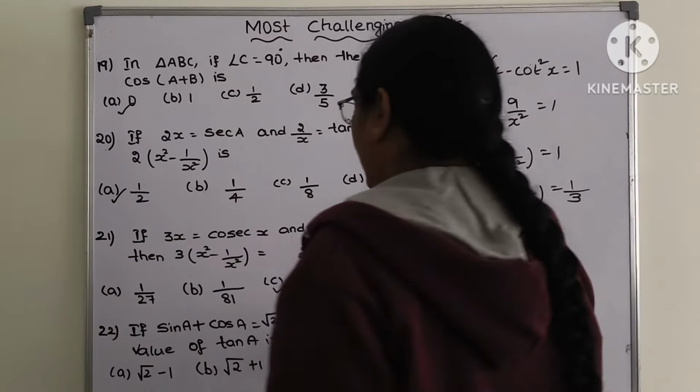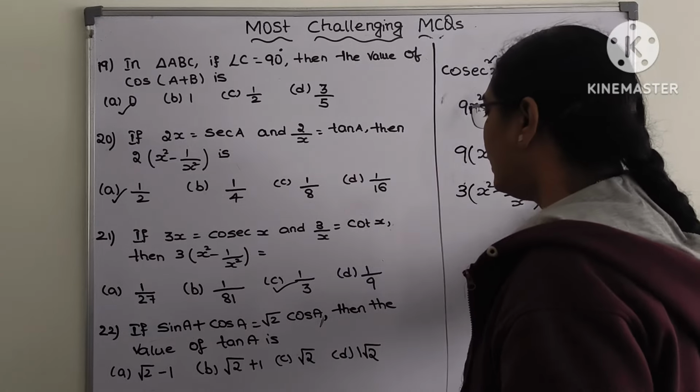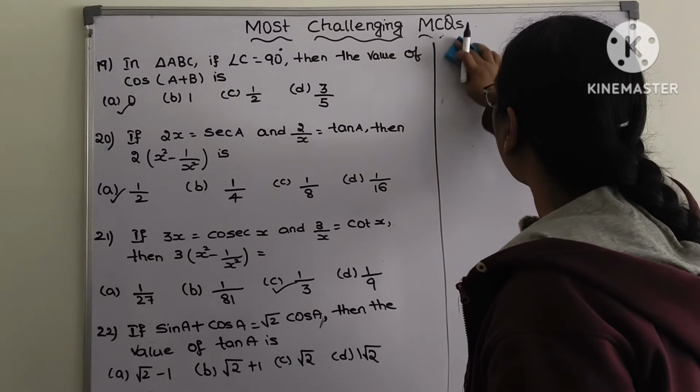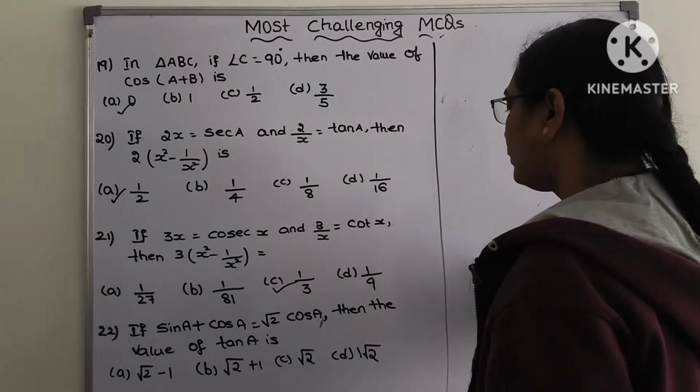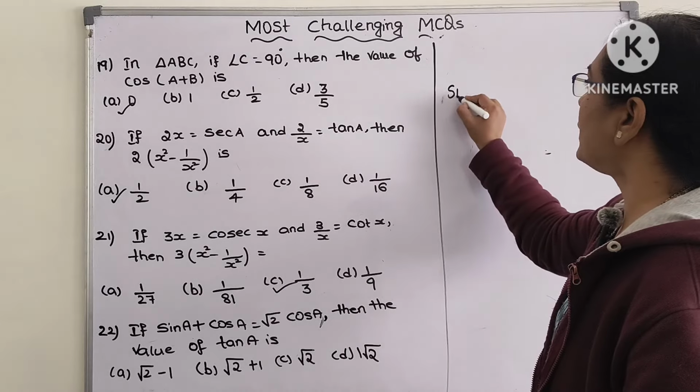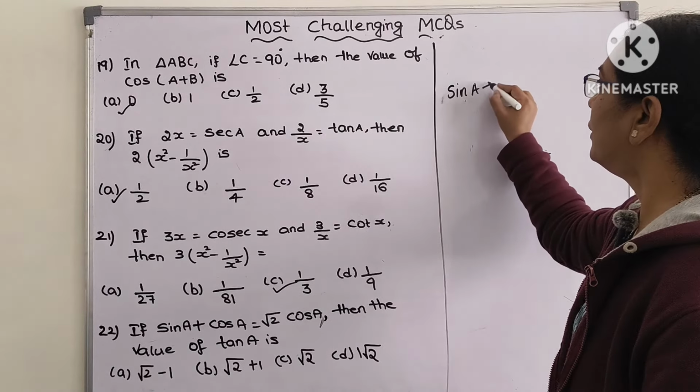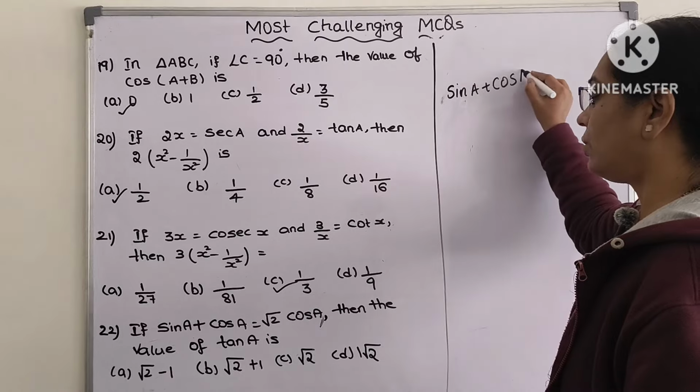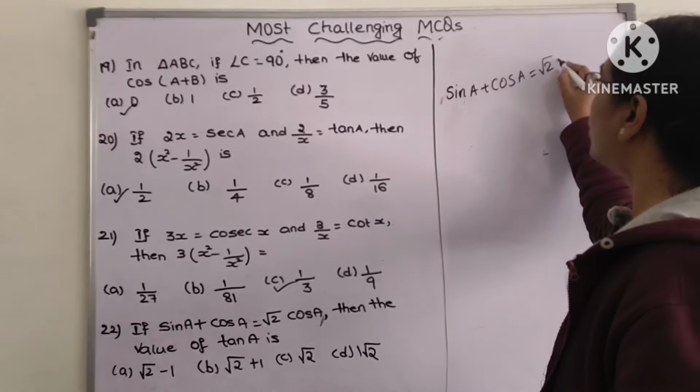The next one. If sin A plus cos A is equal to root 2 cos A, we have to find the value of tan A. Okay. Sin A plus cos A is equal to root 2 cos A.